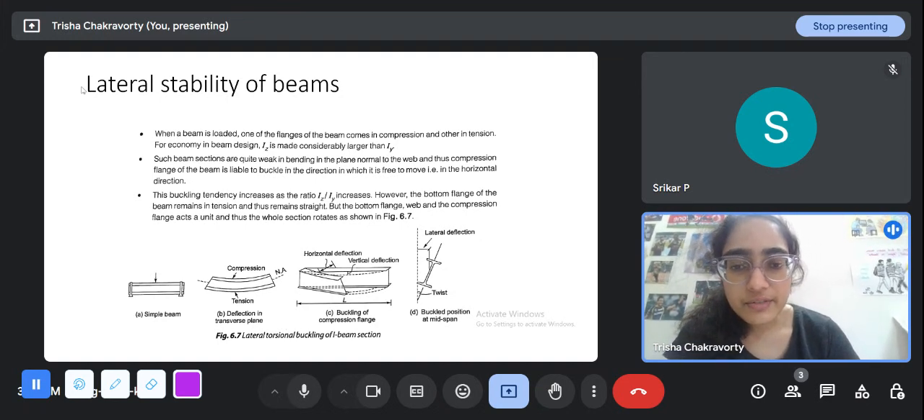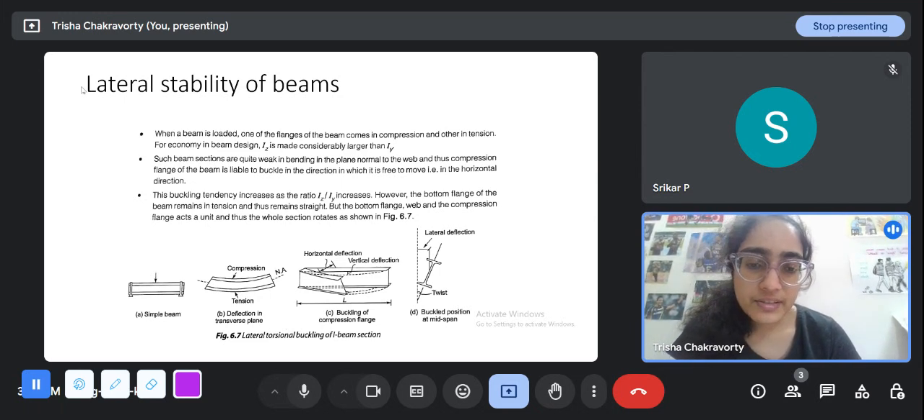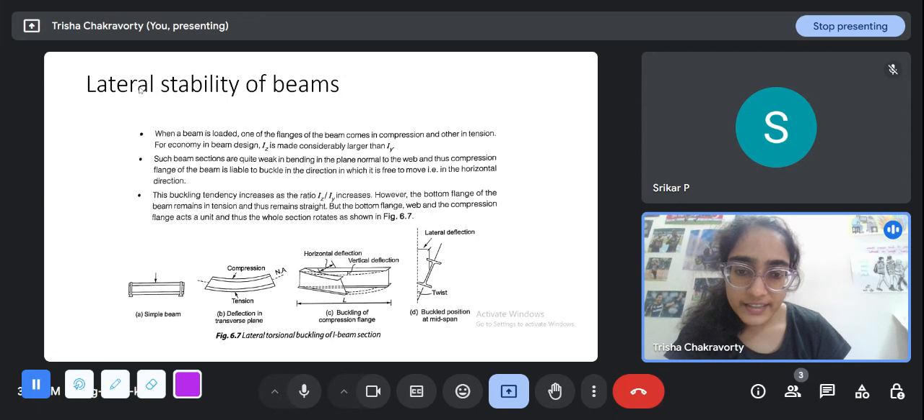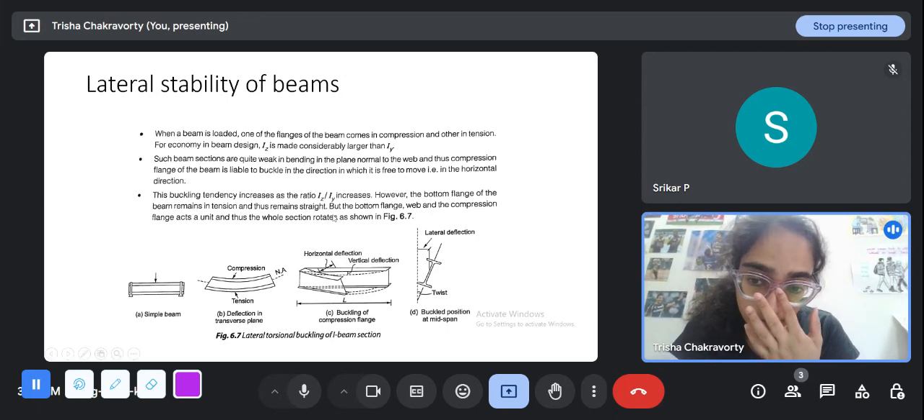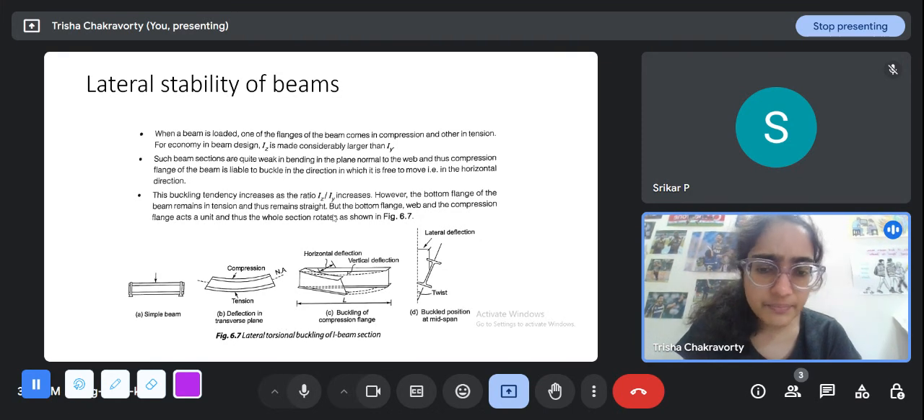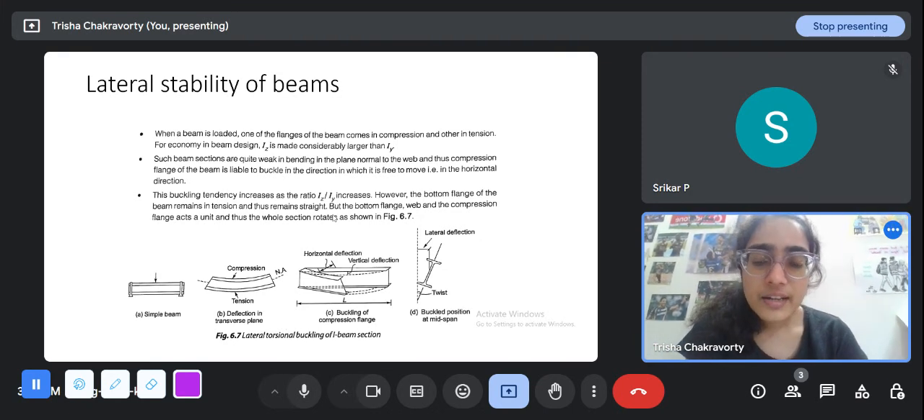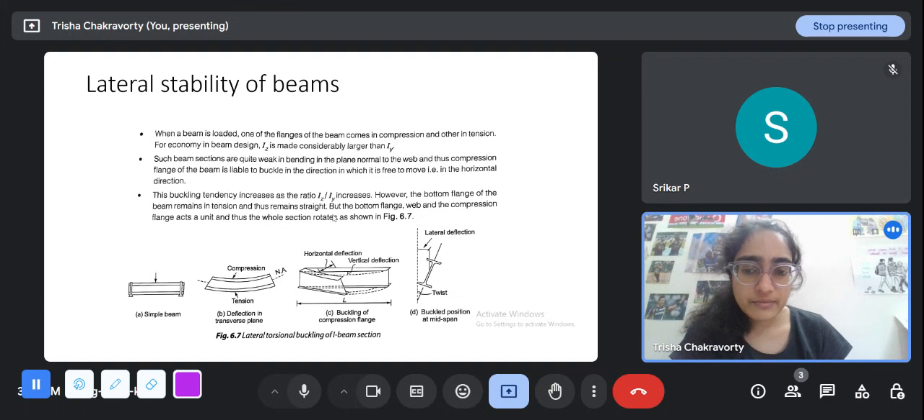Such beam sections are quite weak in bending in the plane normal to the web, and thus the compression flange of the beam is liable to buckle in the direction in which it is free to move. So the buckling tendency increases as the ratio Iz by Iy increases. However, the bottom flange of the beam remains in tension and thus remains straight. Buckling is not an issue for tension members. But the bottom flange, web and compression flange act as a unit and the whole section rotates.